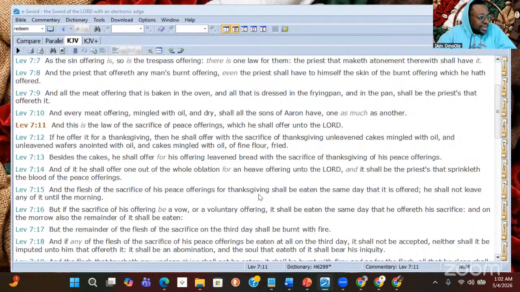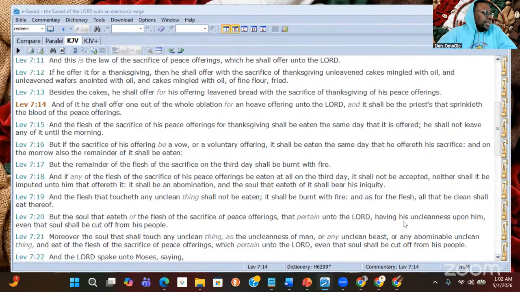And it shall be the priest's that sprinkleth the blood of the peace offerings. And the flesh of the sacrifice of his peace offerings for thanksgiving shall be eaten the same day that it is offered. He shall not leave any of it unto the morning. But if the sacrifice or zebach of his offering be a vow or a voluntary offering, it shall be eaten the same day that he offereth his sacrifice. And on the morrow also the remainder of it shall be eaten. But the remainder of the flesh of the zebach on the third day shall be burnt with fire.